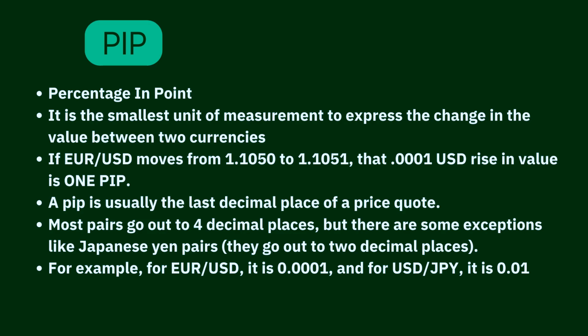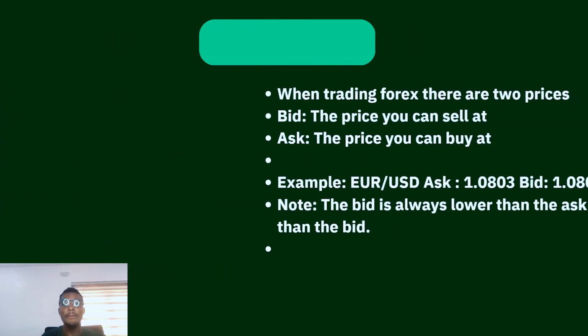It's called the pipette. It's mostly insignificant, but for educational purposes, so you know, it's called the pipette. But the pip is measured with the 4th value for 4 decimal places, and for yen pairs, it is measured with the 2nd value. So this is how we measure a pip, a change in price movement. The smallest unit of change in price movement is how we measure pips.